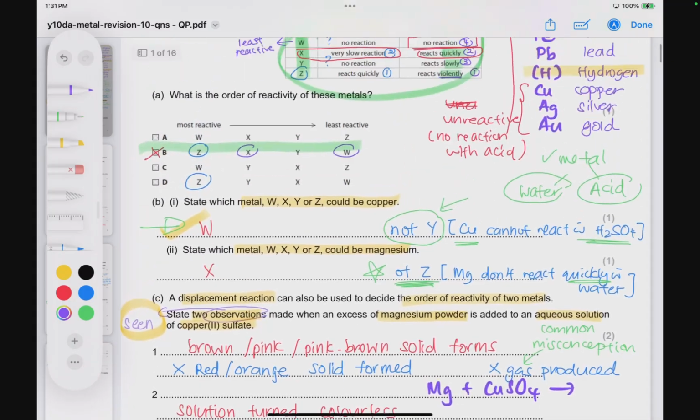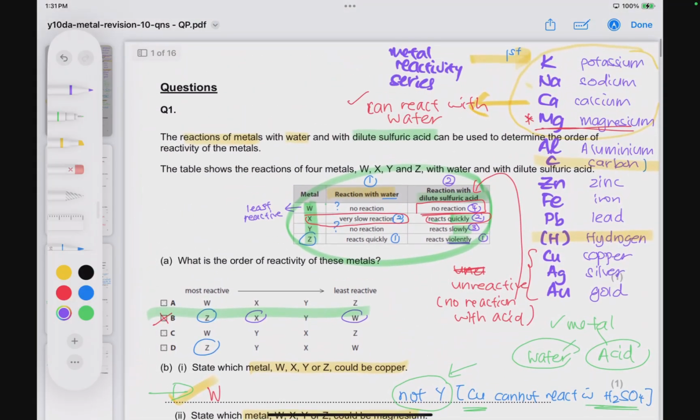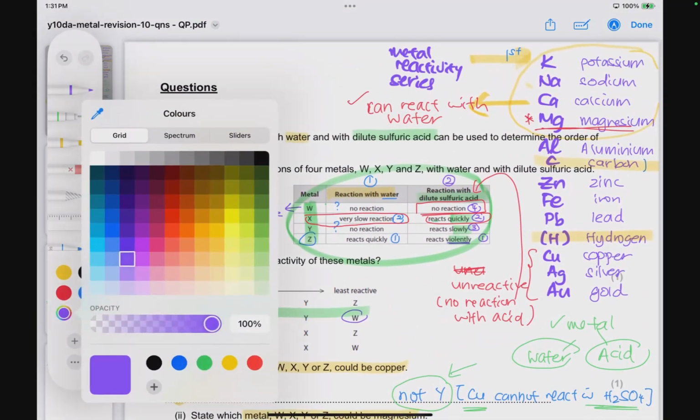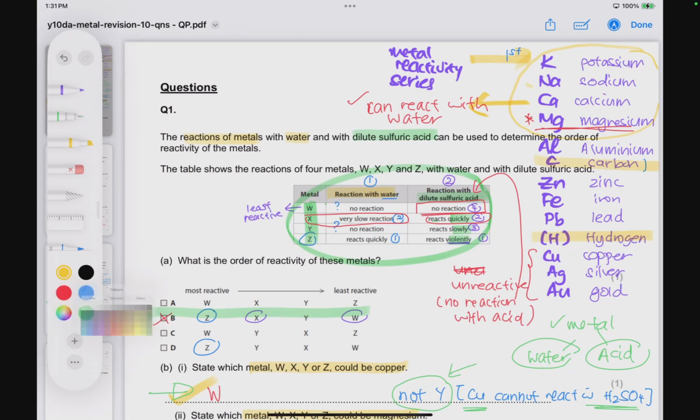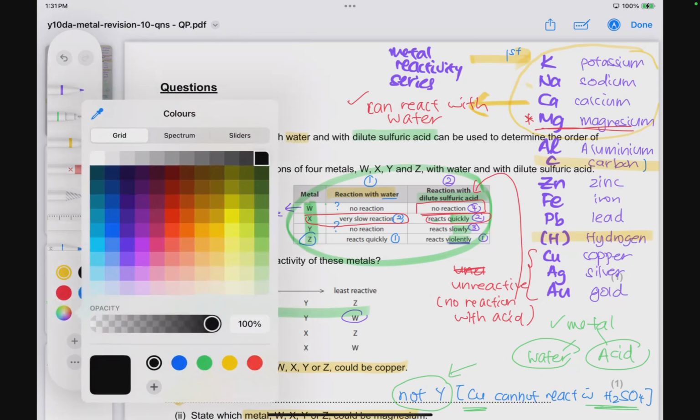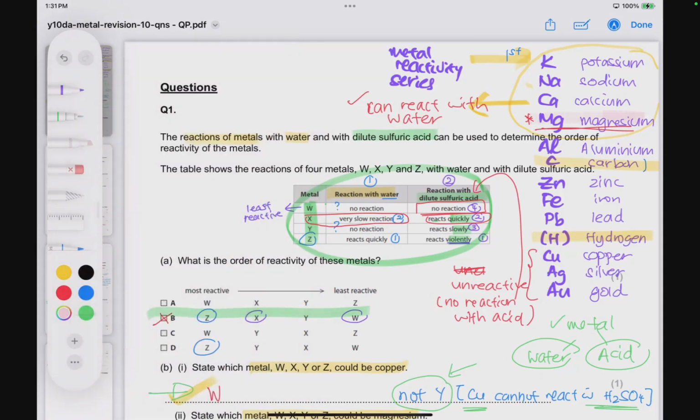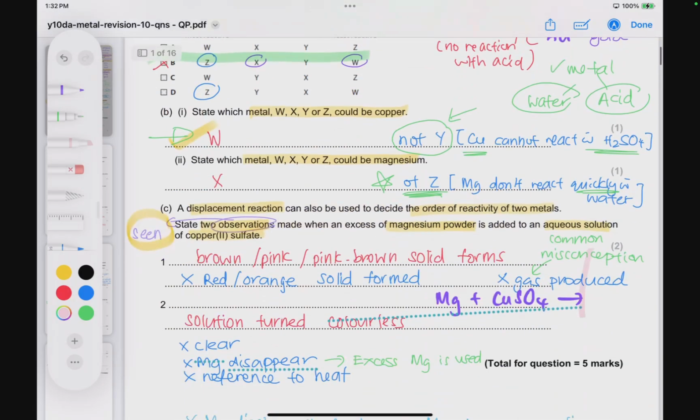And we're going to go back to the top of the reactivity series. I'm going to use some other color that you have not seen before. So I've got magnesium over here on the top, and then copper from copper sulfate at the bottom. Magnesium is higher in the reactivity series compared to copper. That means magnesium is more reactive than copper. So what's going to happen here is this magnesium will be able to displace.